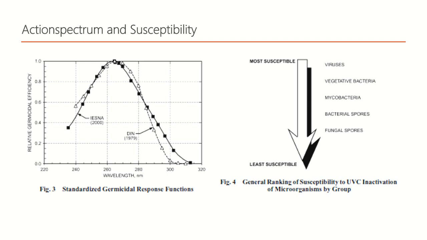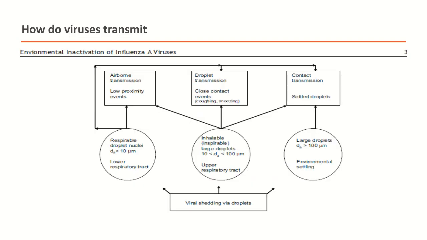Susceptibility against UVC inactivation. How do viruses transmit? The most common are airborne transmission, droplet transmission, and contact transmission. In case of airborne transmission, the droplet sizes are less than 10 micrometers. In case of droplet transmission, it is between 10 and 100 micrometers. And in case of settled droplets, it is greater than 100 micrometers.